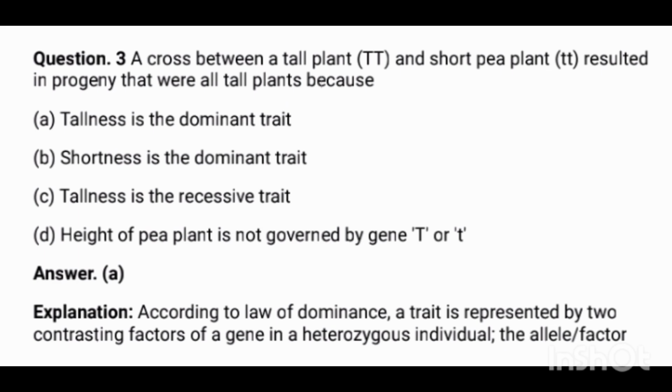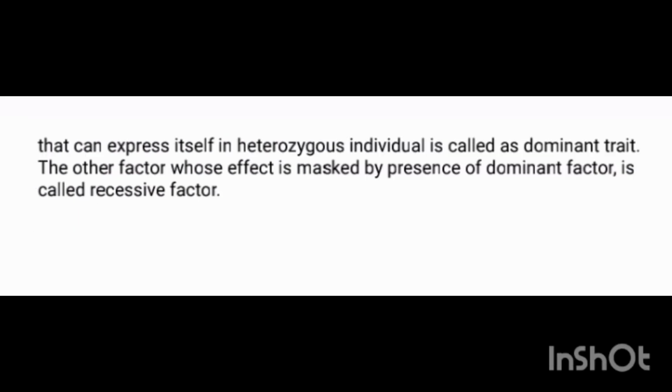Question 3. A cross between a tall plant, TT, and short pea plant, tt, resulted in progeny that were all tall plants because. Answer. A. Tallness is the dominant trait. Explanation. According to law of dominance, a trait is represented by two contrasting factors of a gene in a heterozygous individual. The allele factor that can express itself in heterozygous individual is called as dominant trait. The other factor whose effect is masked by presence of dominant factor is called recessive factor.